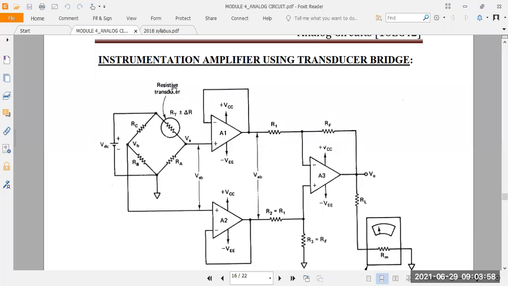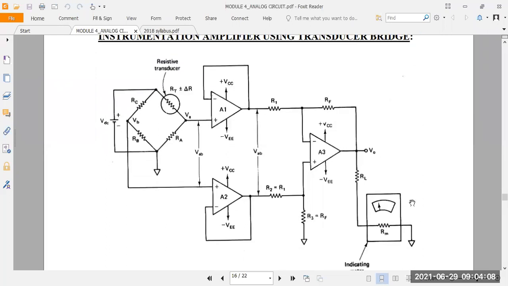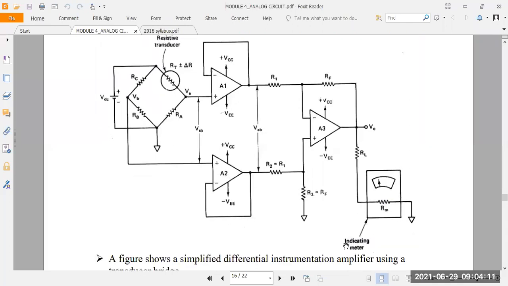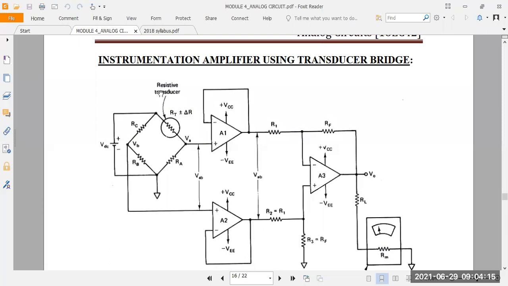Understood? Here, what we are going to do is sense the temperature. Depending upon the temperature, we can generate the voltage across the VA terminal. That you have to convert to voltage, that is from the indicating meter. It means we are going to convert temperature to voltage. This is the instrumentation amplifier using the transducer bridge.